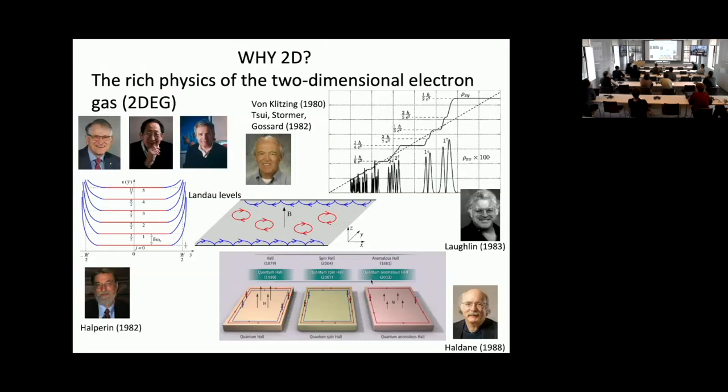There's something down here hiding in the bottom corner. There's a picture of Duncan Haldane there, who proposed the quantum anomalous Hall effect, which has to do with very interesting behavior in the absence of an external magnetic field, but due to internal effects, field effects in the system.